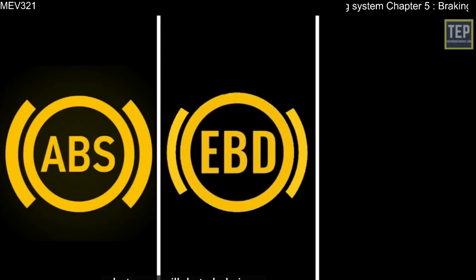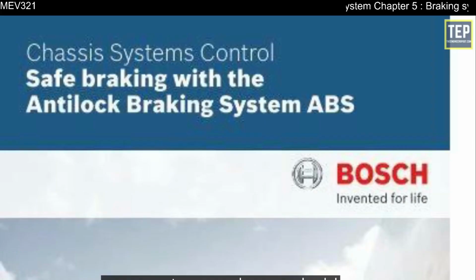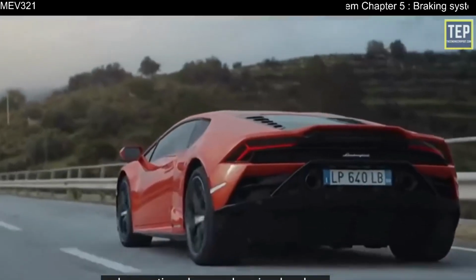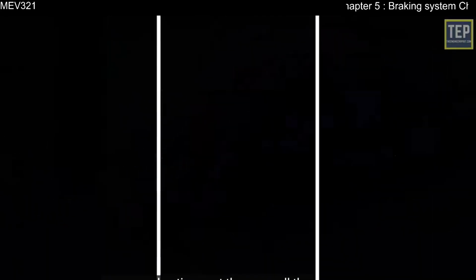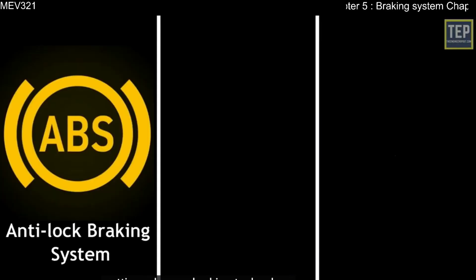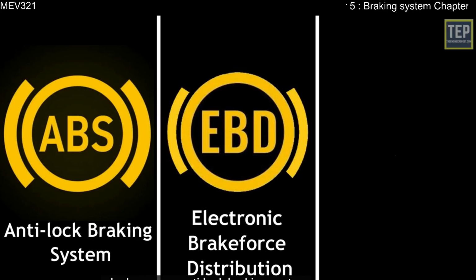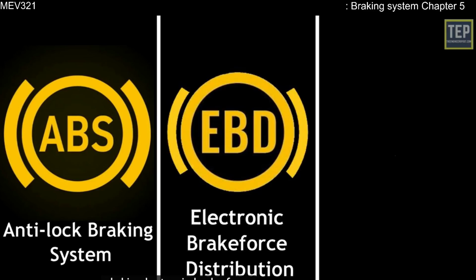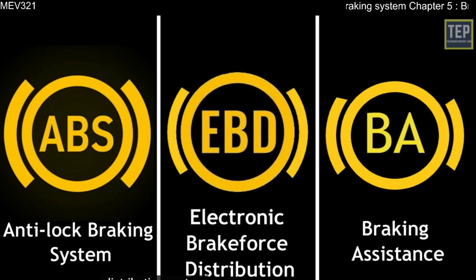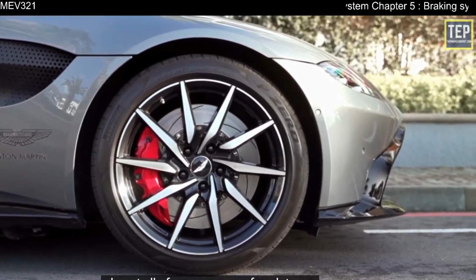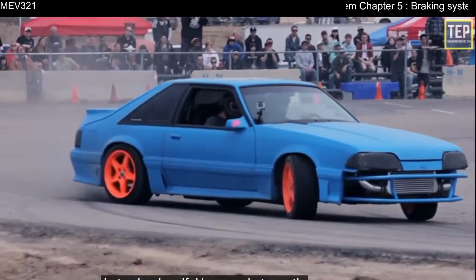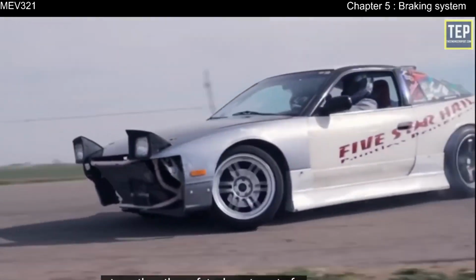You may have seen ABS, EBD, or BA mentioned somewhere in a brochure or a car advertisement. These are all cutting-edge car braking technology. ABS known as anti-lock braking system. EBD as electronic brake force distribution system. And BA known as braking assistance. Almost all of us are aware of such terms, but only a handful know what exactly they mean, and how exactly they strengthen the safety department of a vehicle.